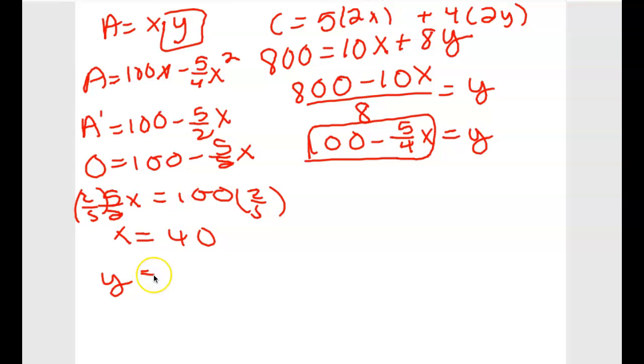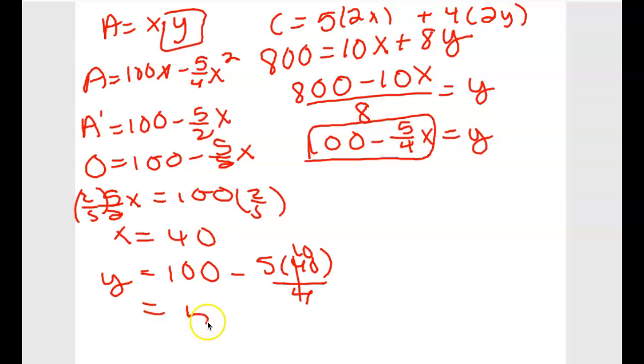Thanks, Corey. I got that. Wasn't as fast, but I got that. So y is 50, x is 40. So now the maximized area is 40 times 50, so it's 2,000.